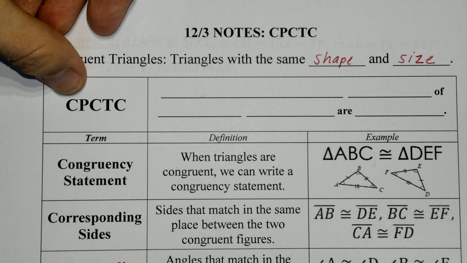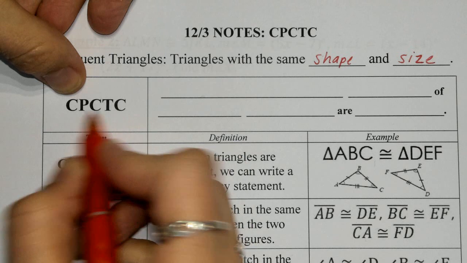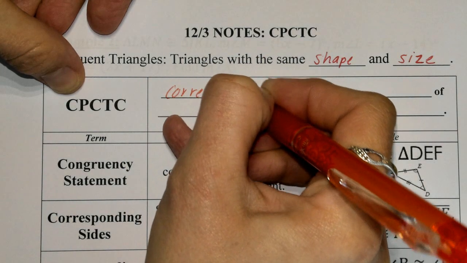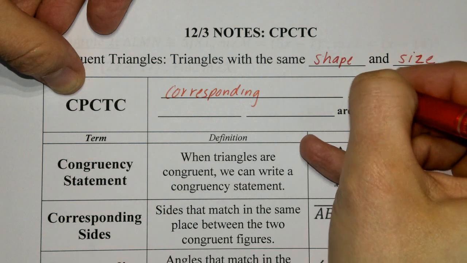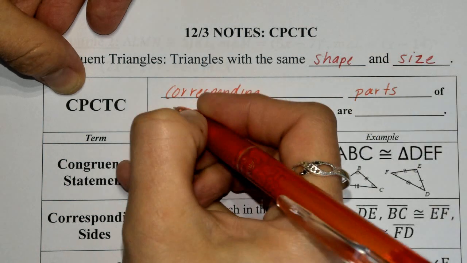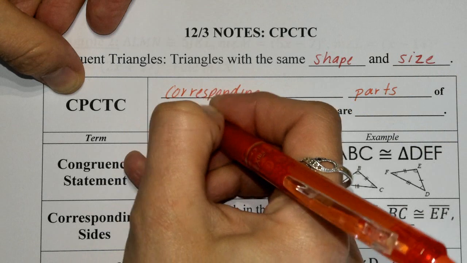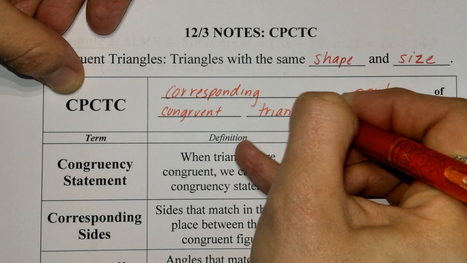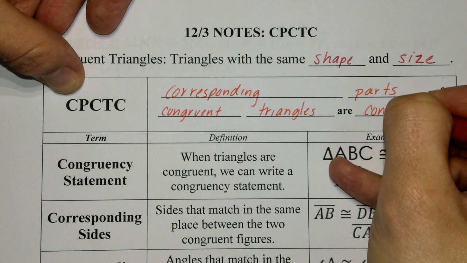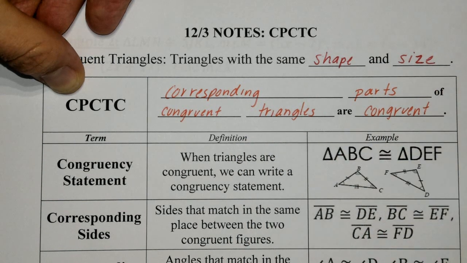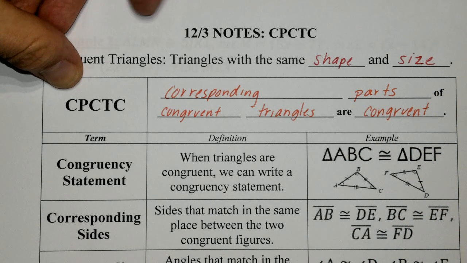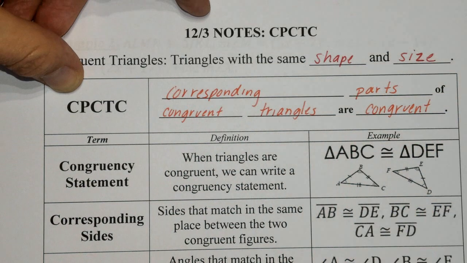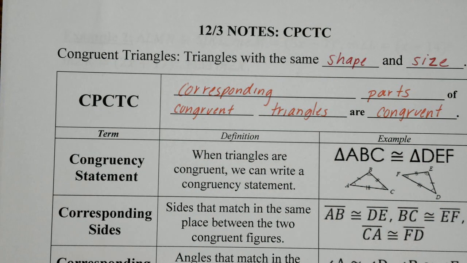And what this is, CPCTC, stands for corresponding parts of congruent triangles are congruent. Okay? Pause it and get that written down because I'm moving on. So we have CPCTC. Corresponding parts of congruent triangles are congruent.